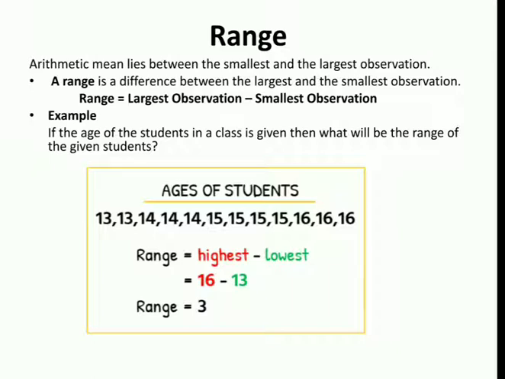For example, if the ages of the students in a class are given, what will be the range? So here the highest observation is 16, the lowest age is 13, so the range is 3. Understand? So that way you are able to find the range. Okay, let's take some example.